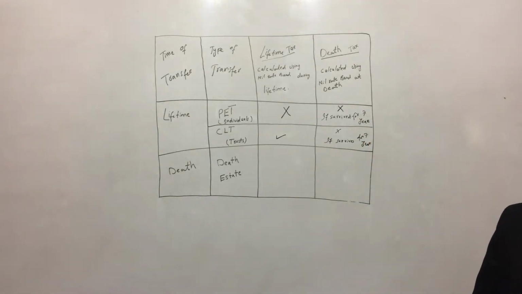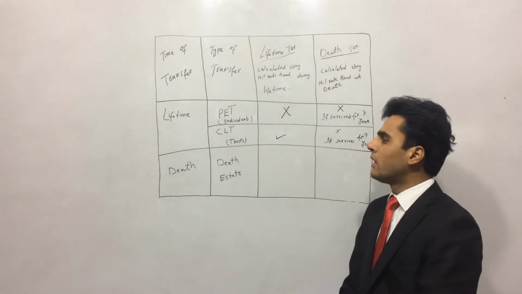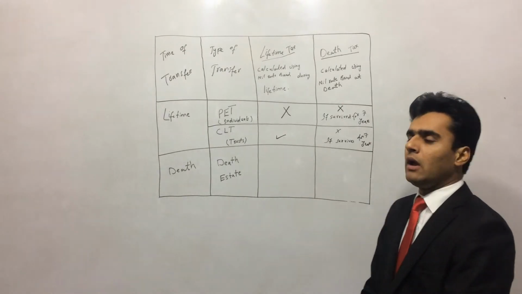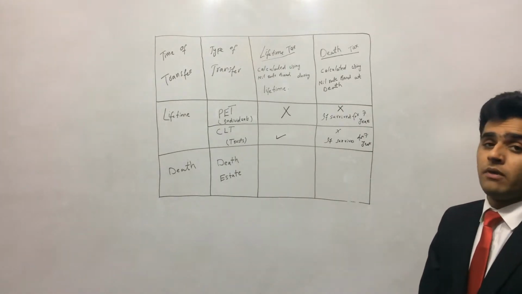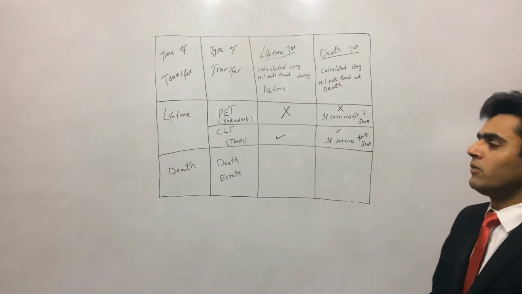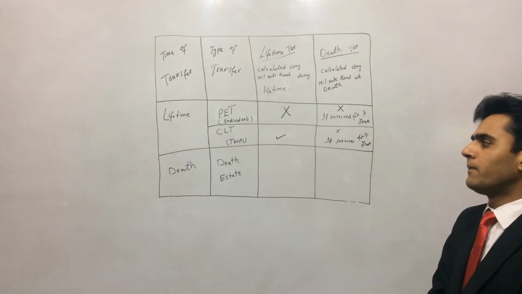Now during the lifetime there are two types of transfers which we can make. One is a transfer to an individual, and the other is a transfer to a trust. If we make a transfer to an individual, there won't be any lifetime tax, and there won't be any tax if I survive. If someone who is giving the gift survives for 7 years, then they will not have to pay any tax.